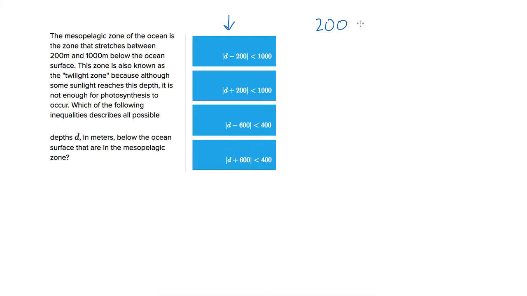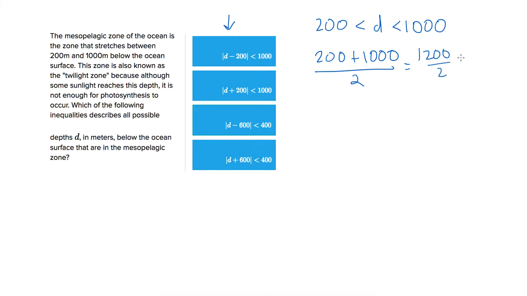So we have an interval of 200 is less than d is less than 1,000. If we're thinking in absolute value terms, we'll notice that it's not negative, it's all absolute value terms. So what that tells us is that we have this interval from 200 to 1,000. We need to find the midpoint of the interval. So we add 200 plus 1,000 over 2. That's how we find the midpoint, equals 1,200 over 2 equals 600 meters.